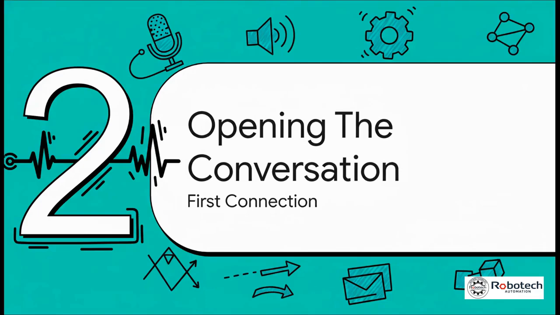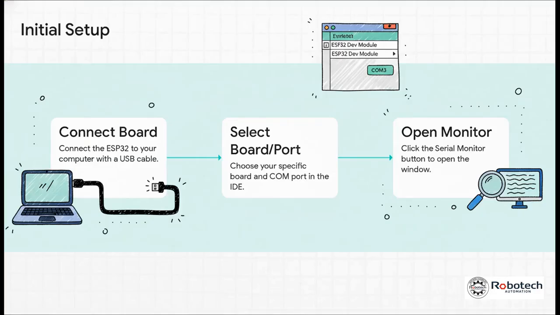All right, so before we can start this conversation, we've got to set a few ground rules and open up the line of communication. Let's walk through exactly how to get that set up. First up, the physical stuff. Just plug your ESP32 into your computer with a USB cable. Easy enough. Then, inside the Arduino IDE, you have to make sure you've told it which board you're using and which COM port it's on. Once that's done, you just click that little magnifying glass icon up in the top right corner, and that'll pop open the serial monitor window.